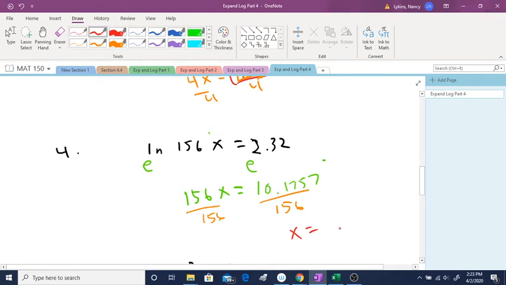In this case, it's going to be a small number. It's going to be 0.0652.